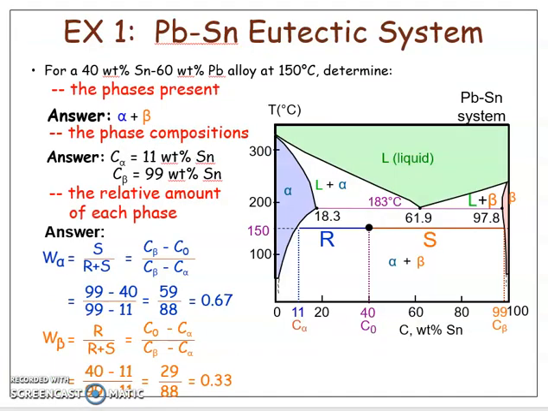Now, an example. This is the lead-tin (plumbum-tin) eutectic system. How do you know this is a eutectic system? Because there is a minimum melting point here. For a 40% tin and 60% plumbum alloy at 150, this is basically the question that will come up in your exam. They will give you a point and you have to locate that point. So 40% tin and 60% plumbum. Where is 40% tin and 60% plumbum?